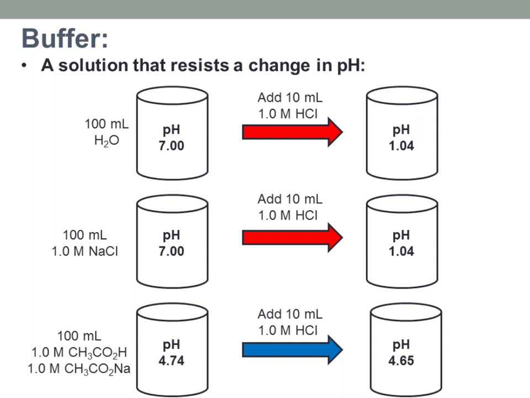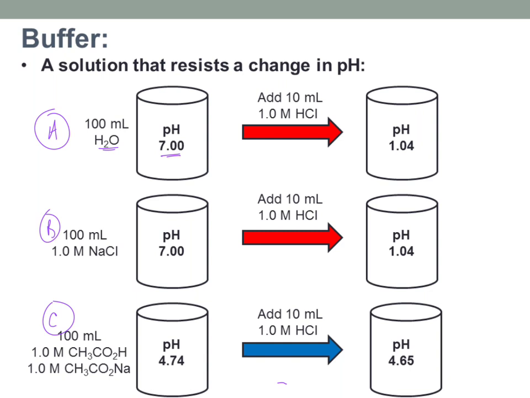So I have solution 1, 2, and 3 here. Or let me just call this solution A, this solution B, and solution C. In A, I just have a solution of water, so this would just be 100 milliliters of pure water, in which our pH is 7 here, right? So nice and neutral, super pure, deionized water, distilled water.